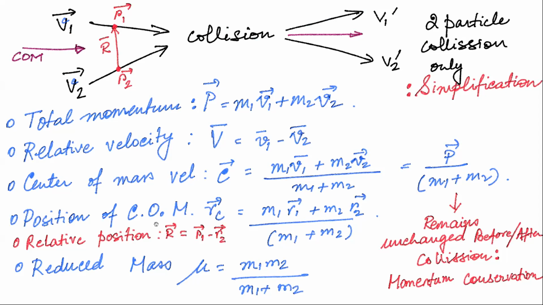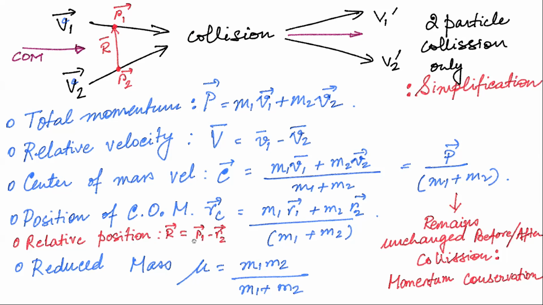Now, the position of the center of mass, which keeps changing, of course, because it has finite velocity, can be written as (m1 r1 plus m2 r2) over (m1 plus m2). And this r1 is a function of time, r2 is a function of time, because these particles are moving towards each other before they collide. So the center of mass position of course changes, and it moves with velocity c.